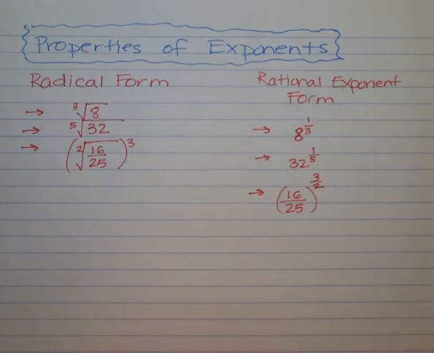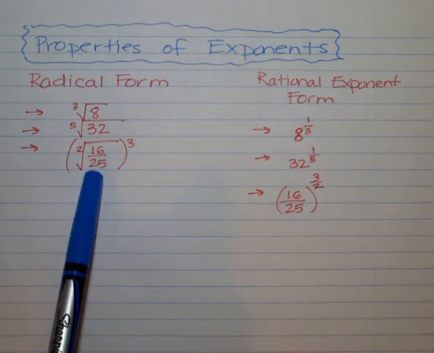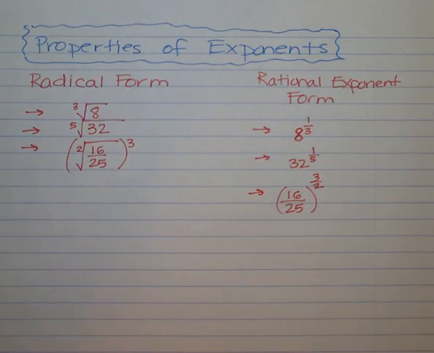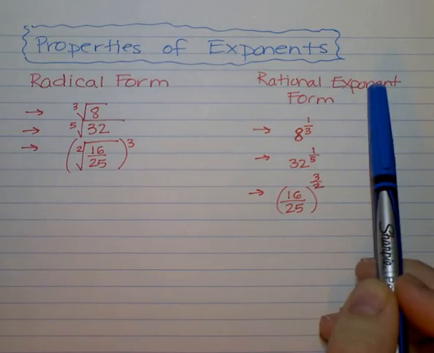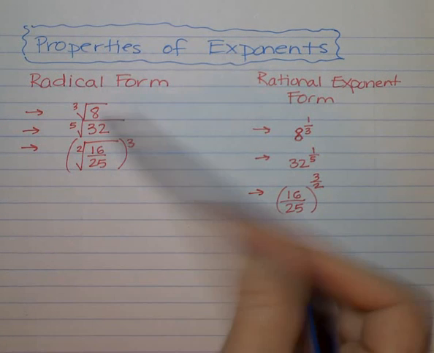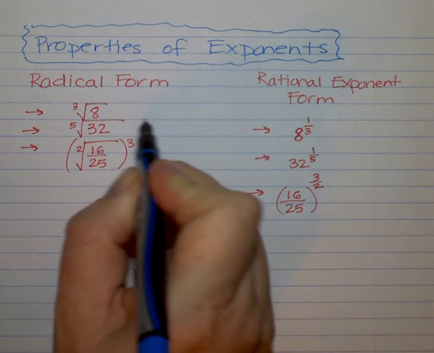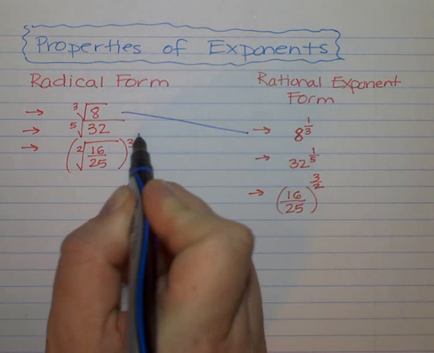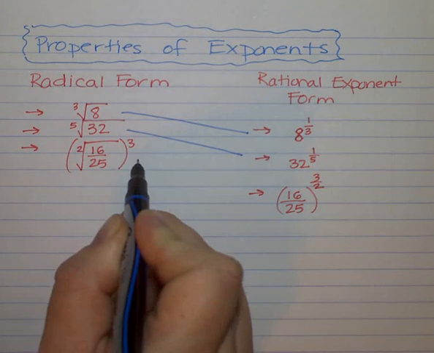There are two different forms that we are going to focus on today. One is called radical form, and here are three different examples to write down. The second is called rational exponent form. We'll talk later about how to evaluate each expression in either form. Just know that these two are equivalent, equivalent, and equivalent.